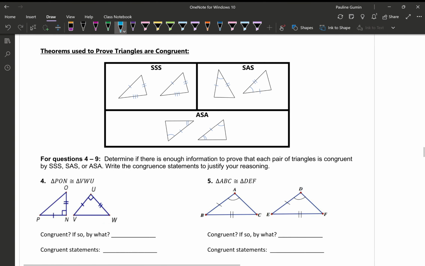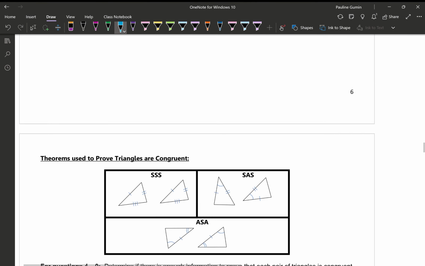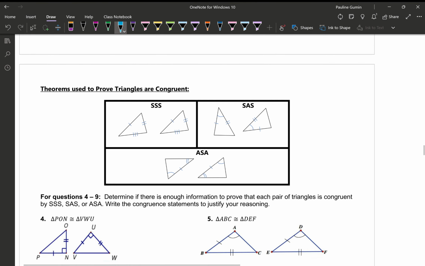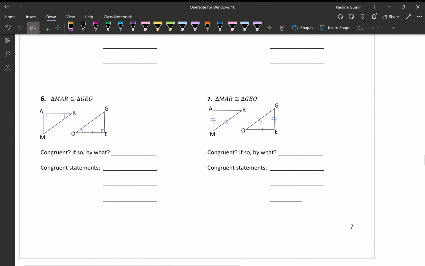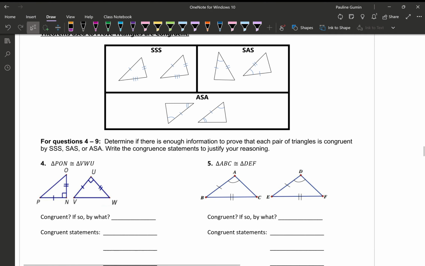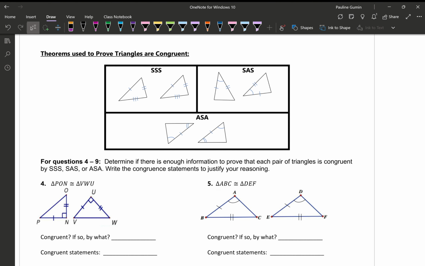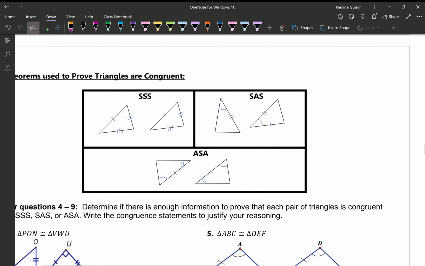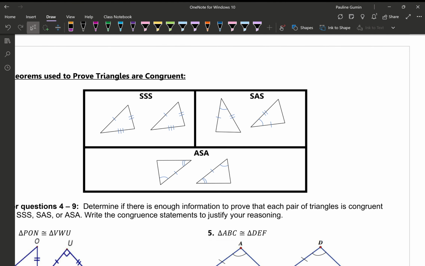Now, what do we do with these congruencies? Well, we can use them to prove triangles congruent. There's only 3 ways of proving triangles congruent. Sorry, I was just checking how much more we had here. And they are side-side-side, side-angle-side, and angle-side-angle. If you want to jot it down, S is side, A is angle.